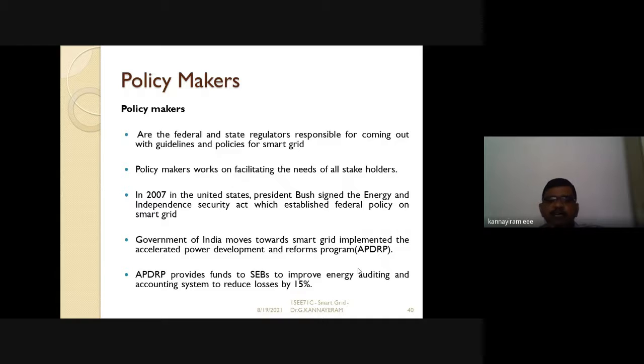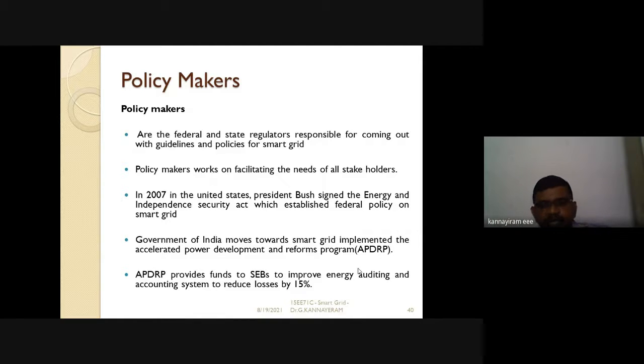The former president of the US, Bush, signed the Energy Independence and Security Act, which established federal policy on the smart grid. In 2007 President Bush signed the Energy Independence and Security Act in the US. That is a federal policy regarding smart grid development.